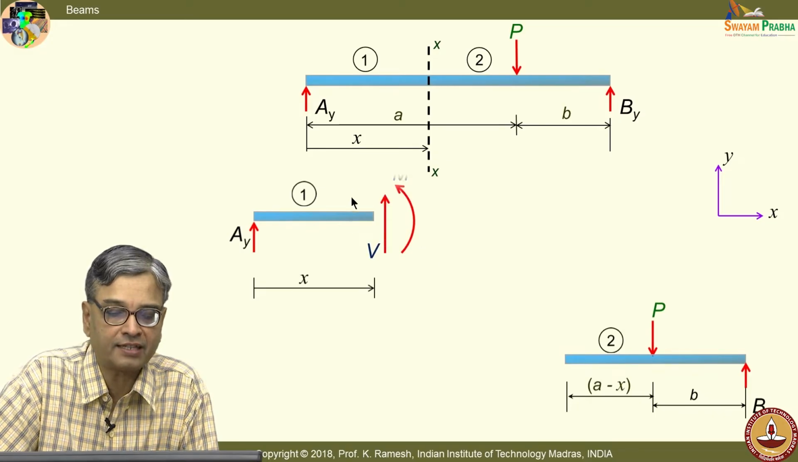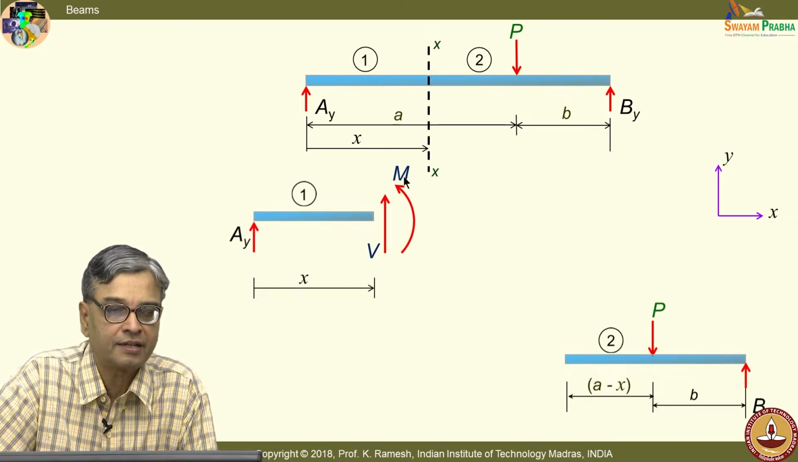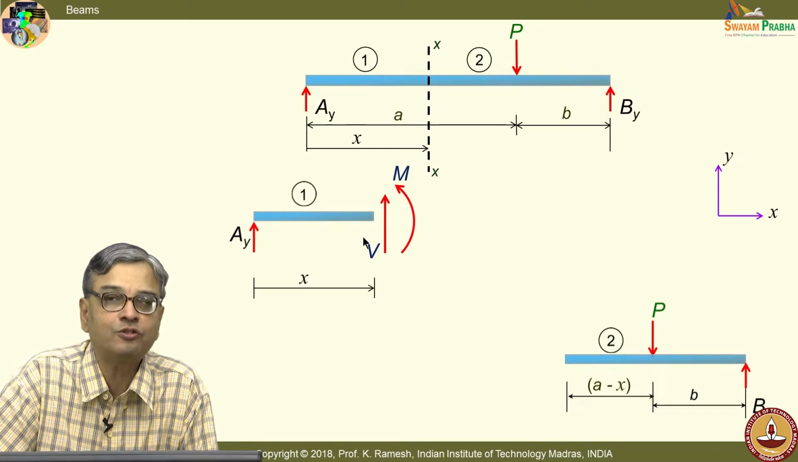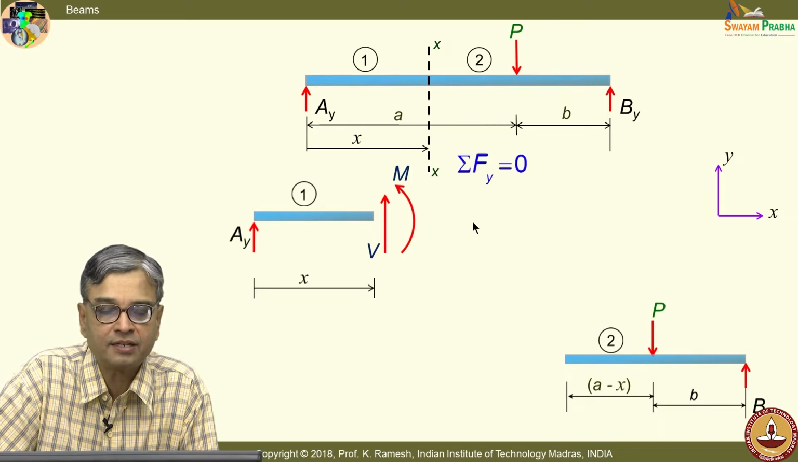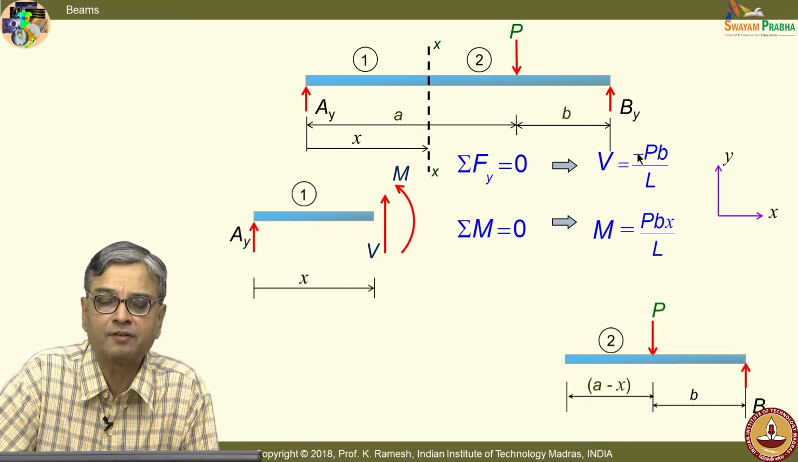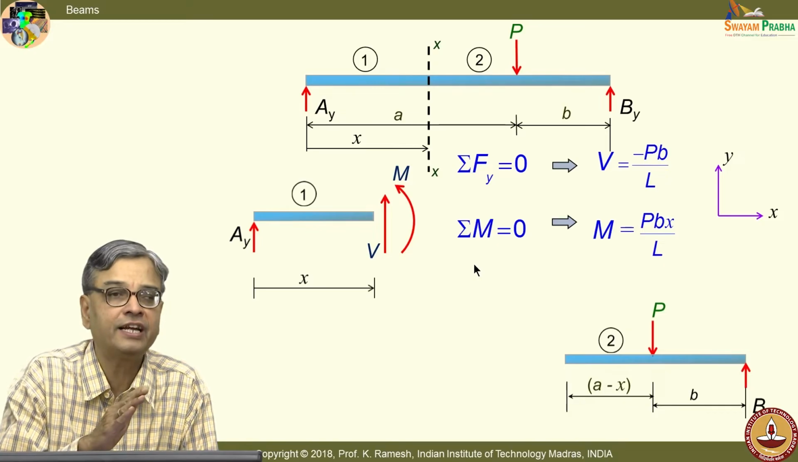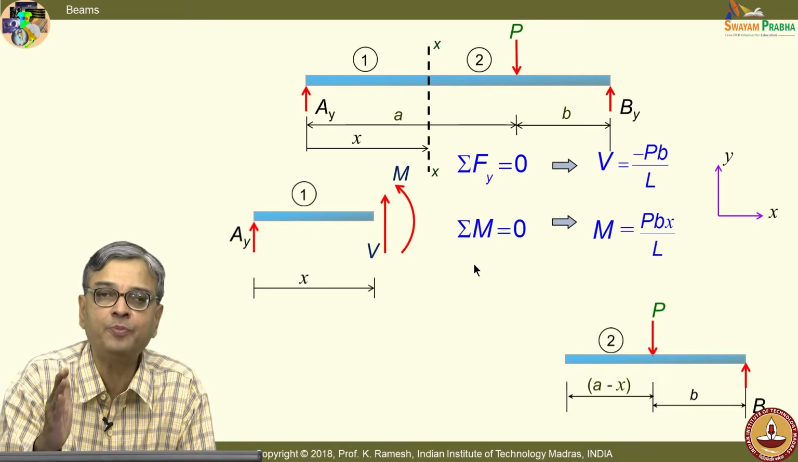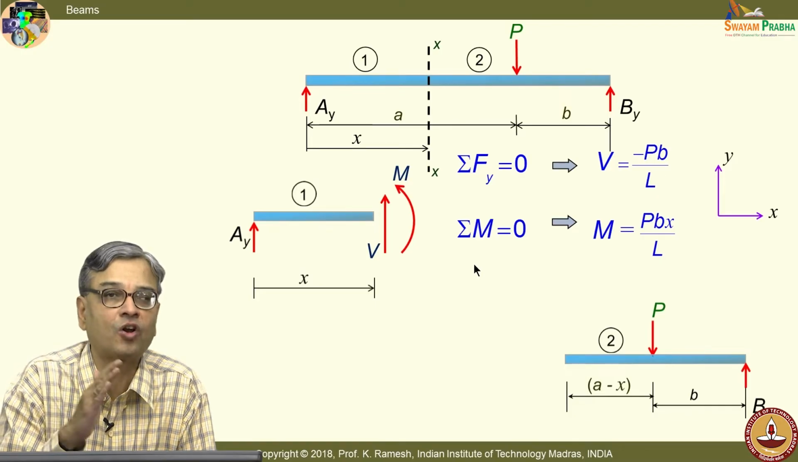Let me put the forces like this. Individually, this is quite all right. I do not know the value of V, I do not know the value of M. I put it in the positive direction to start with. And if I do this, I get the value of V as minus Pb by L. And if I put M equal to 0, I get M as Pbx by L. No issues about it. This only indicates my original direction of V is not correct, it should be reversed, because I said the mathematics will help you tell whether your direction is correct or wrong.